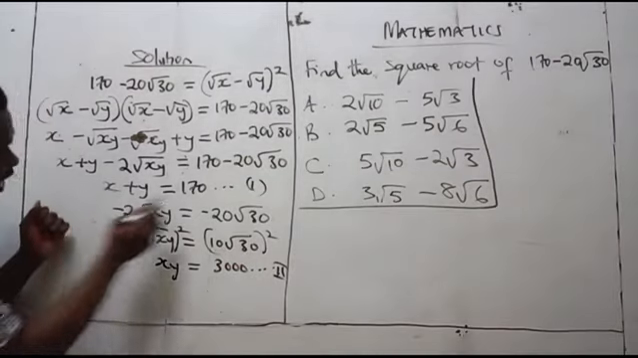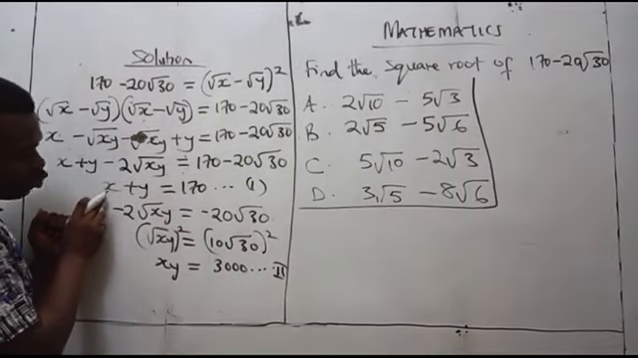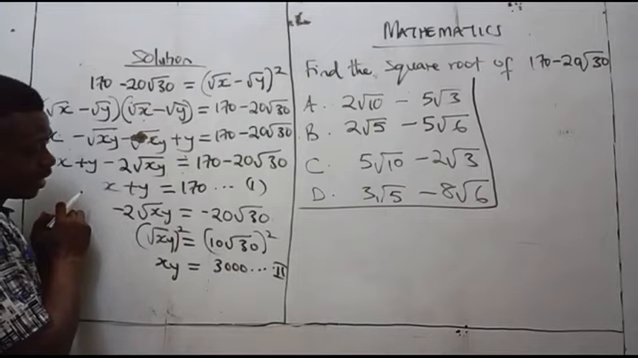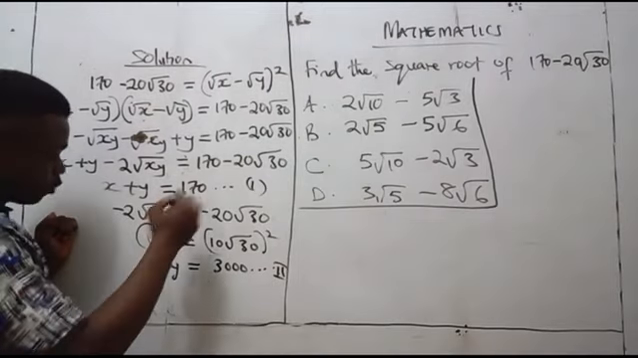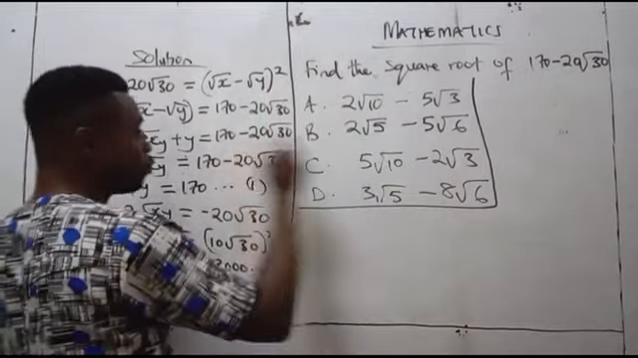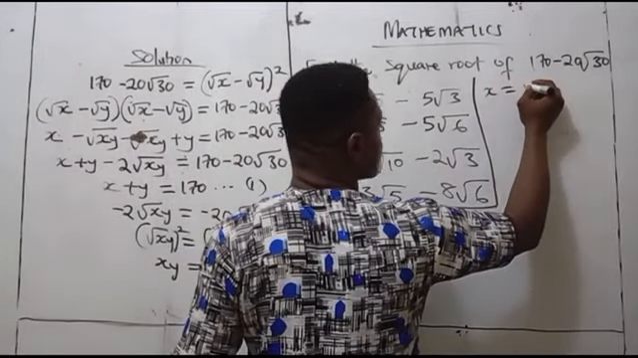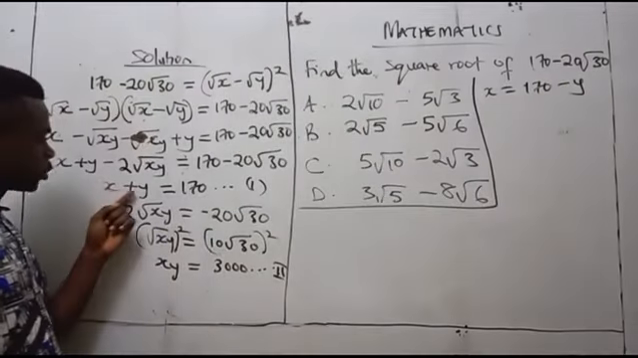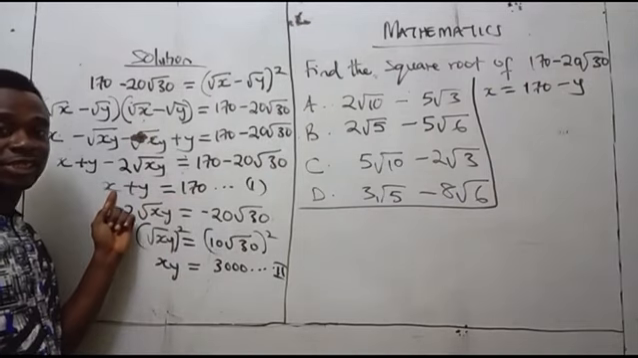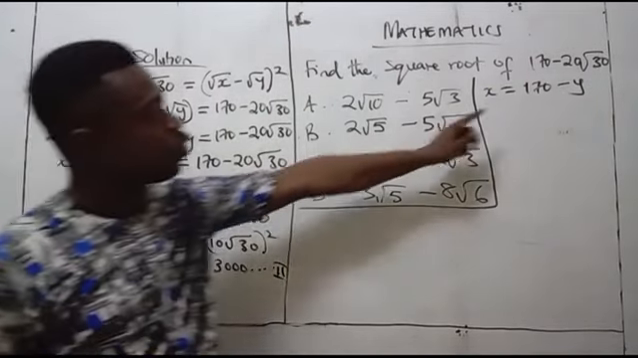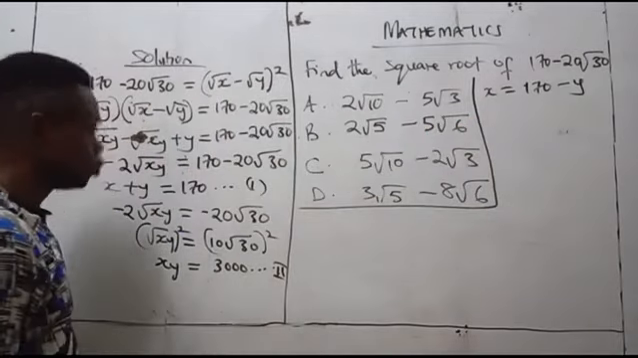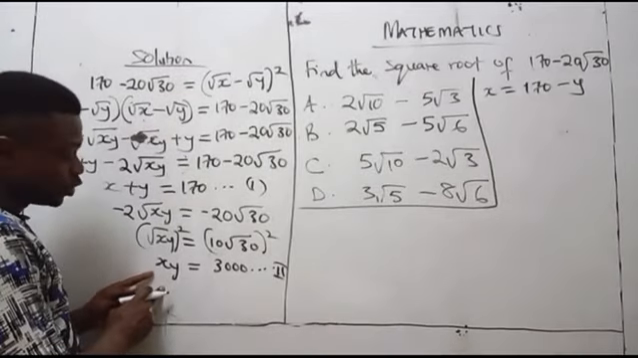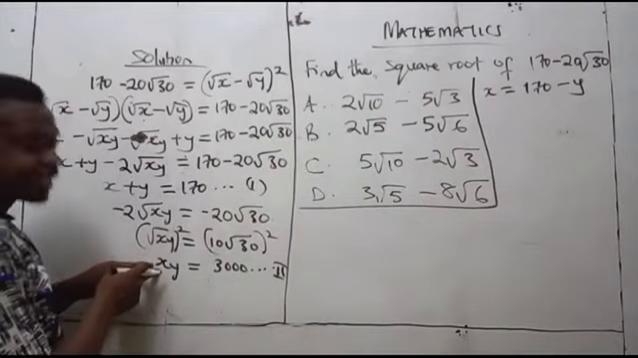Equation 2. So here, let's go back to equation 1, so we can make x the subject of the formula. In equation 1, x plus y is 170. So if you make x the subject of the formula, x is now equal to 170 minus y. So let's go back to equation 2 and see what we can do here. We substitute 170 minus y for x in equation 2.